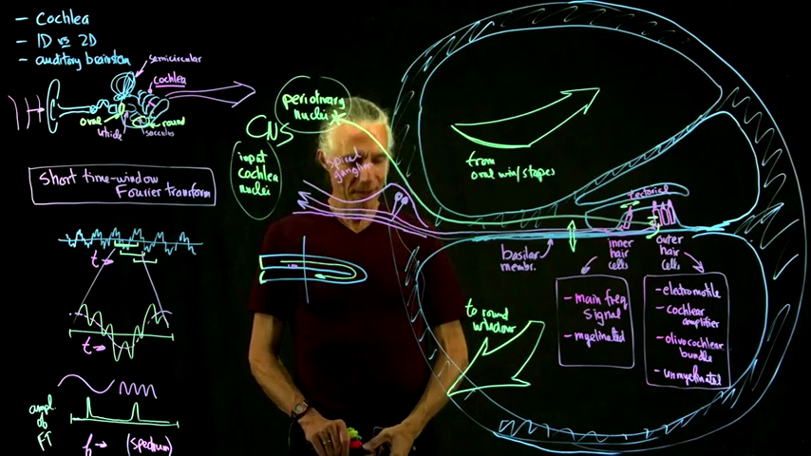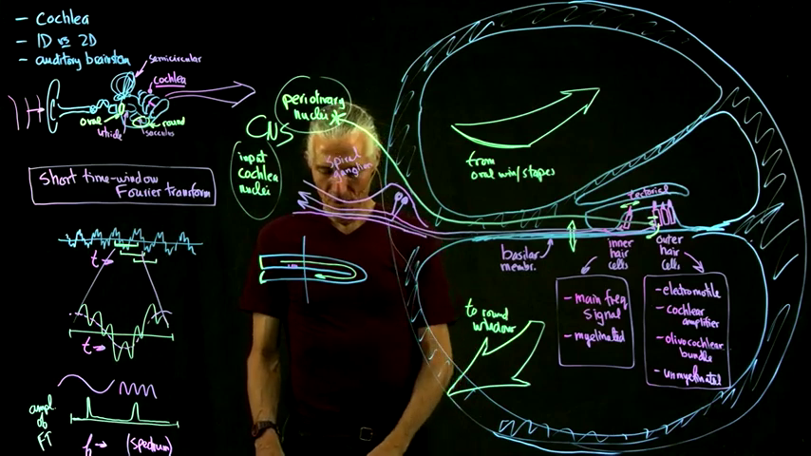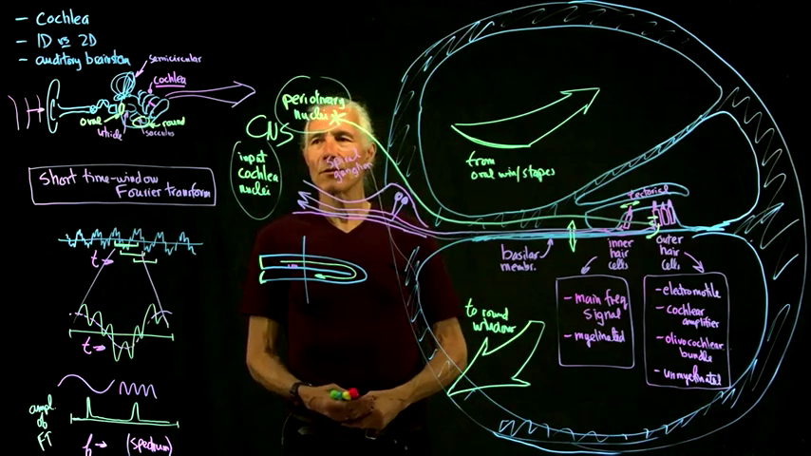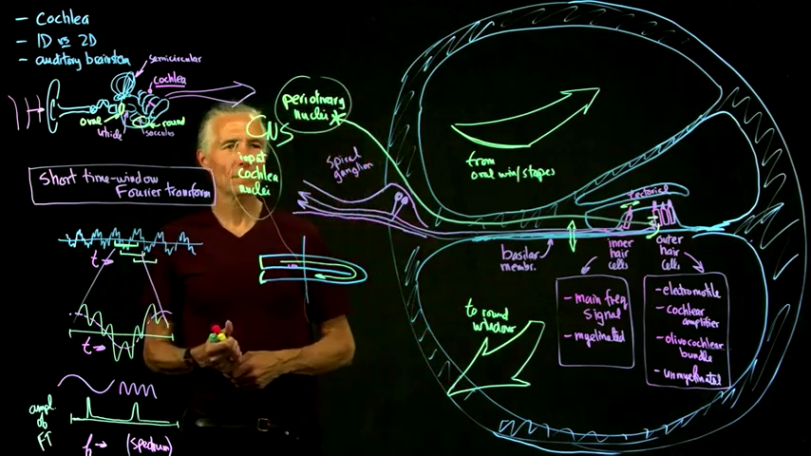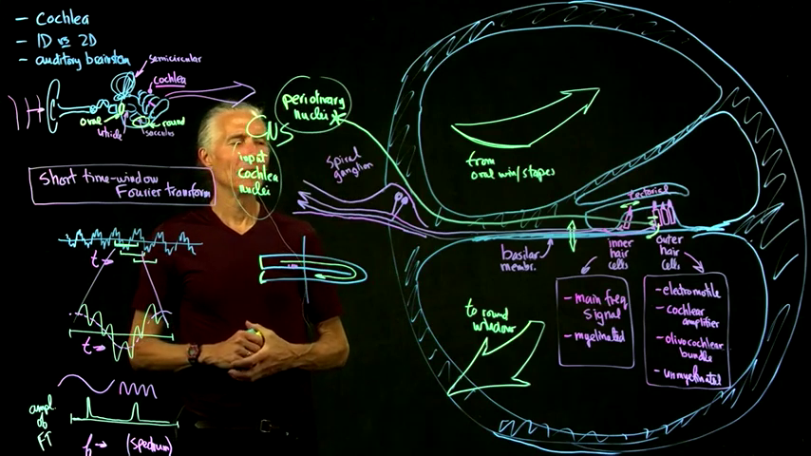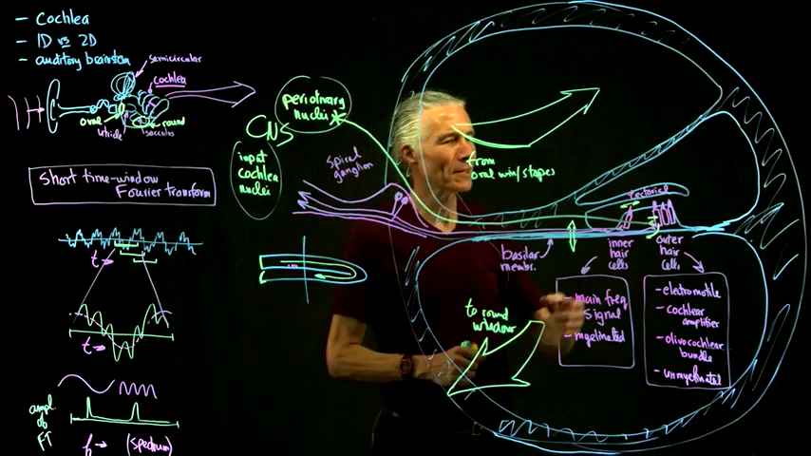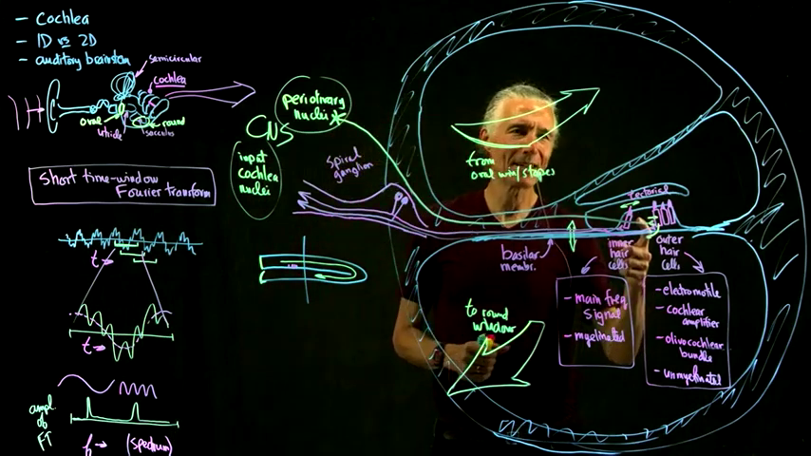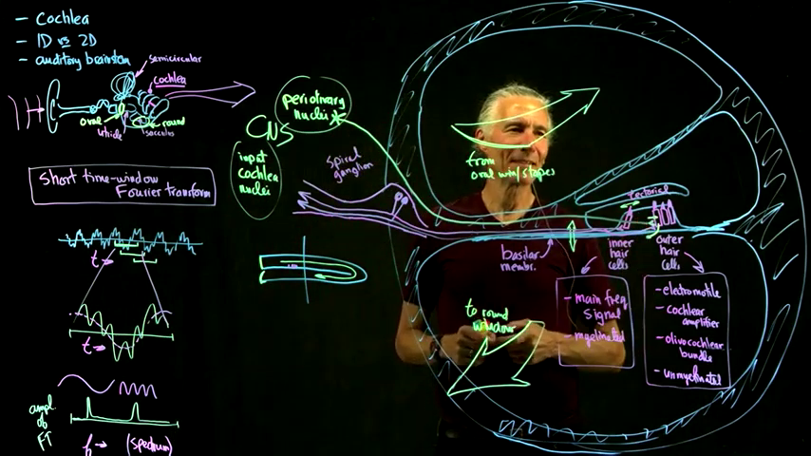Okay, so any questions about the cochlear review? Hair cells, various things can take out your hair cells. Some chemicals can take them out. That's kind of nasty.